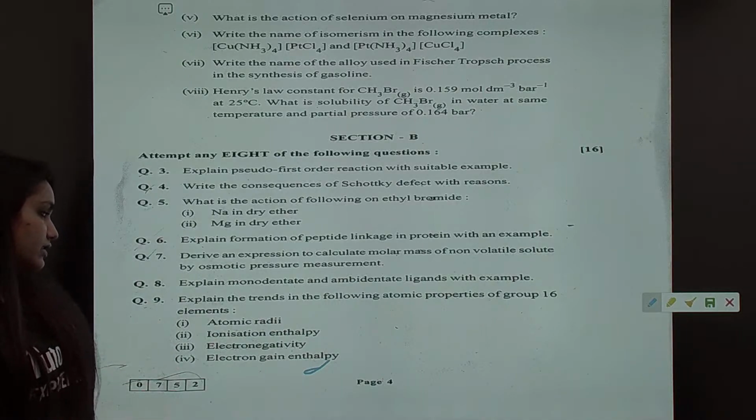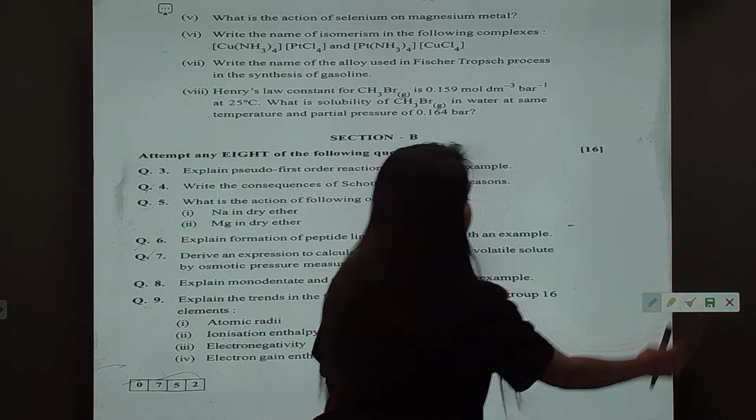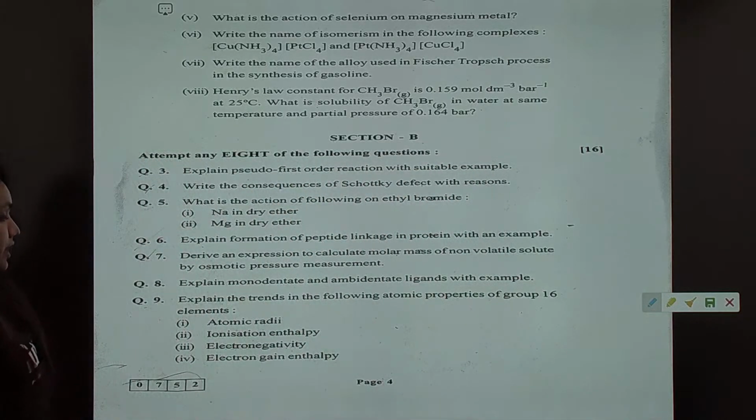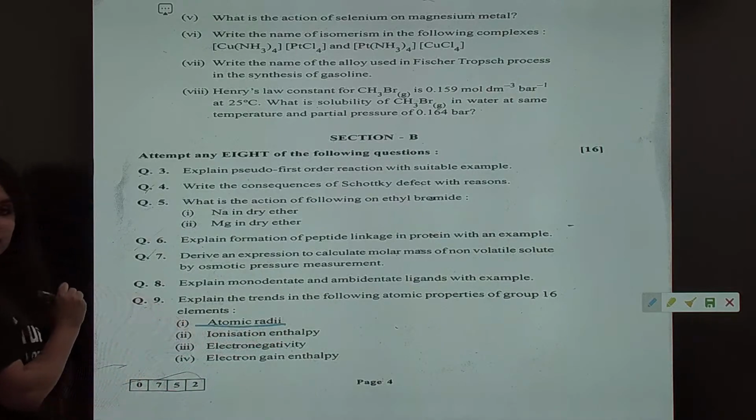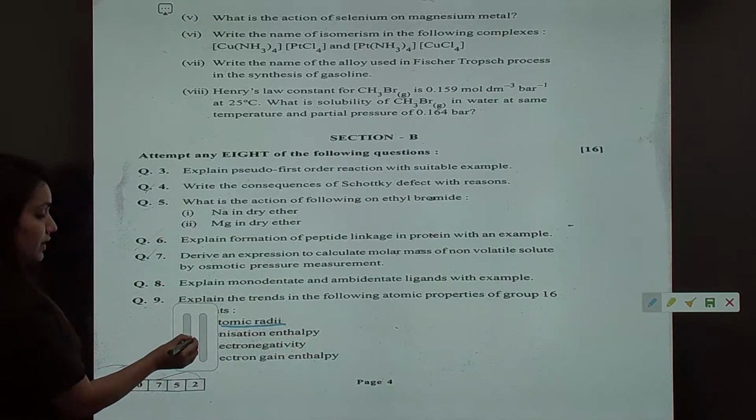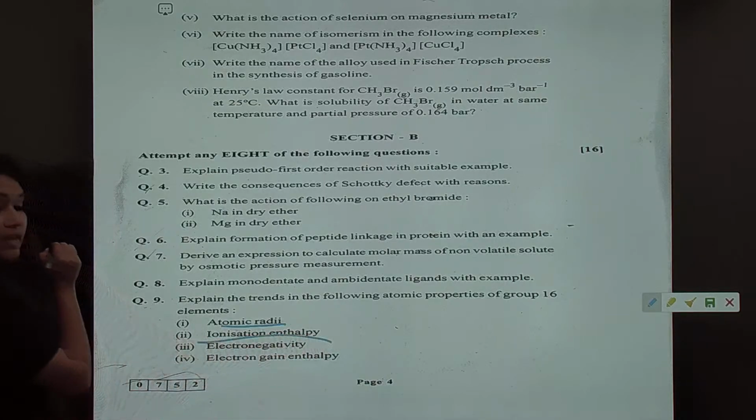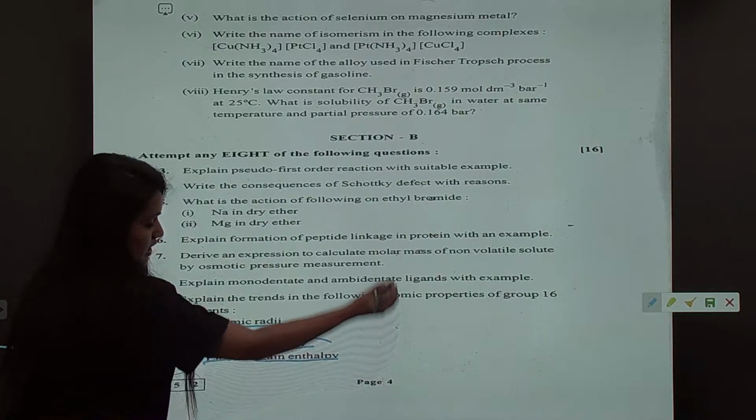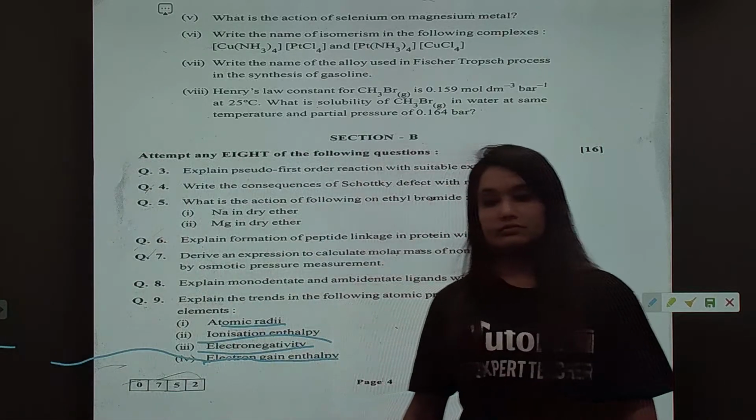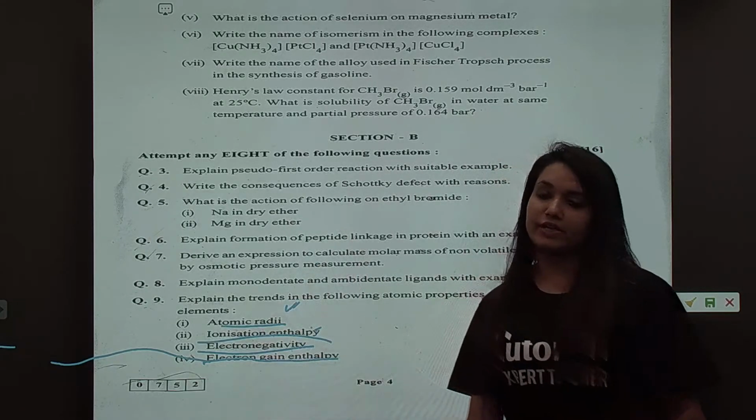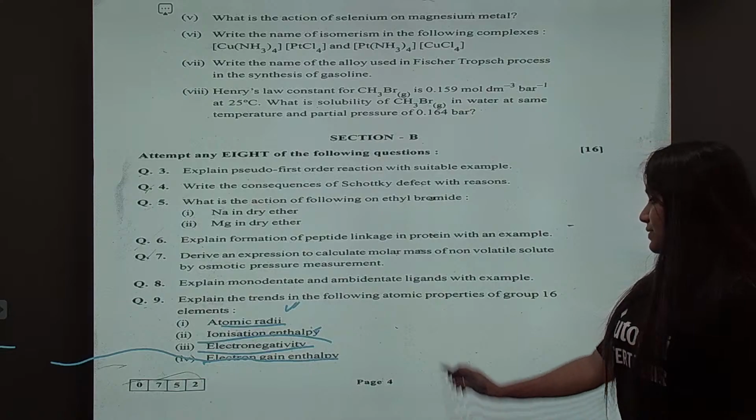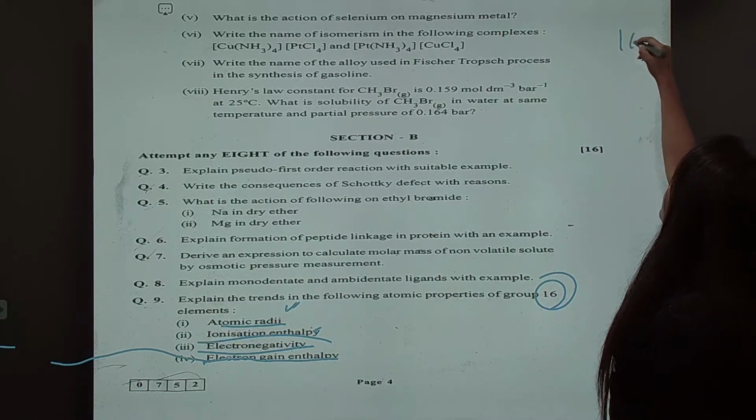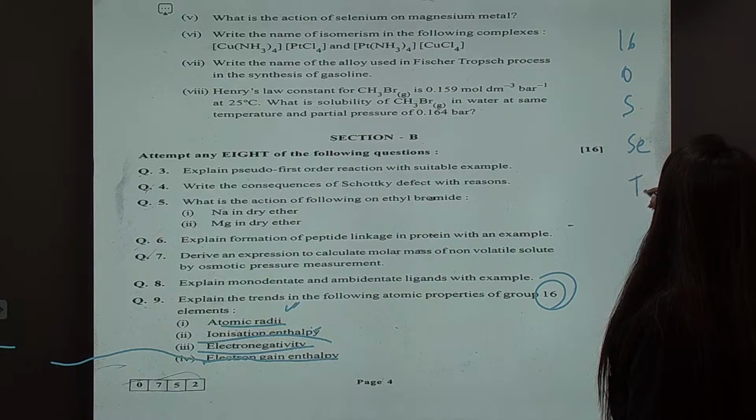The next question is, explain the trends in the following atomic properties of group 16 elements. The first one is atomic radius, the second one is ionization enthalpy, and the third one is electronegativity, and the last one that we have is electron gain enthalpy. This was the easiest question from P block that you could expect. Group 16, first of all, what are the elements of group 16? Oxygen, sulfur, selenium, tellurium, polonium.